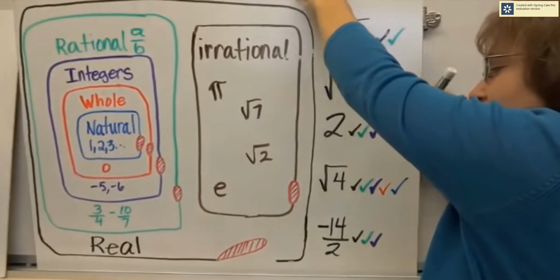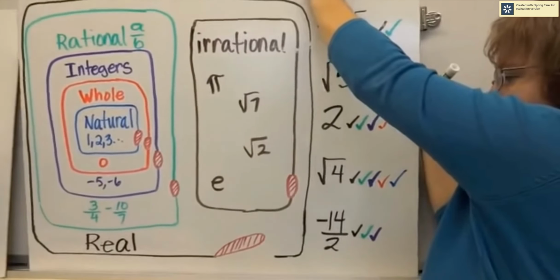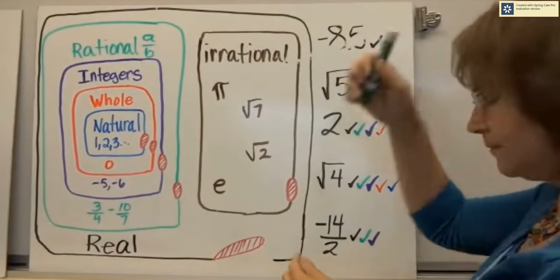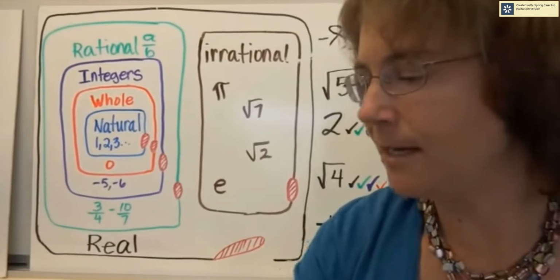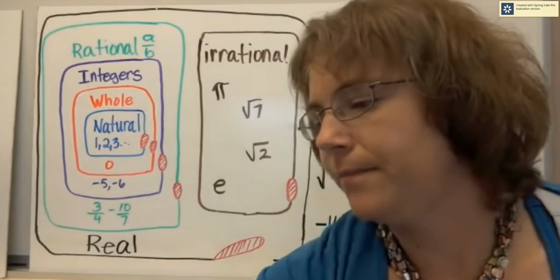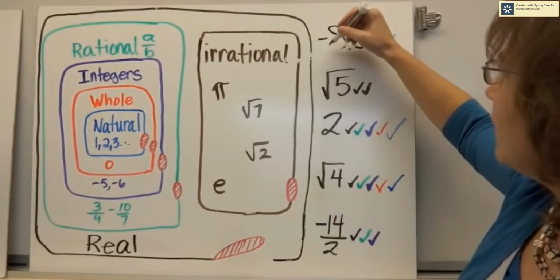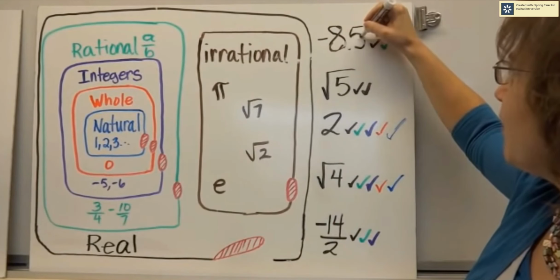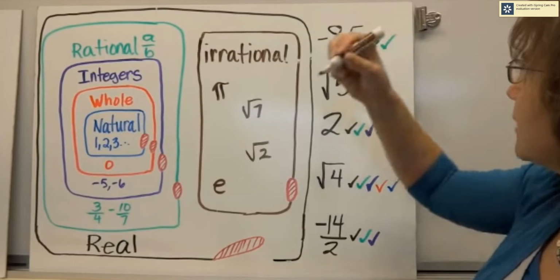Okay, so let's look at a way we can classify these numbers. I have a little check mark I need to fix over here. And let's look at the number 8.5. I'll write that a little better.